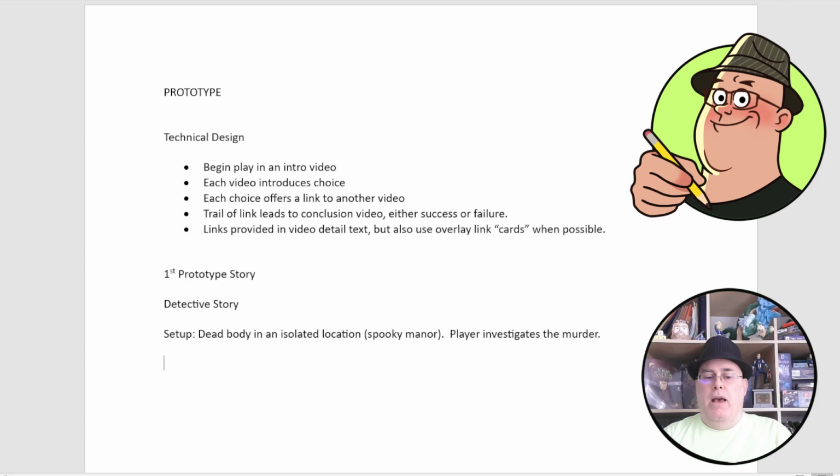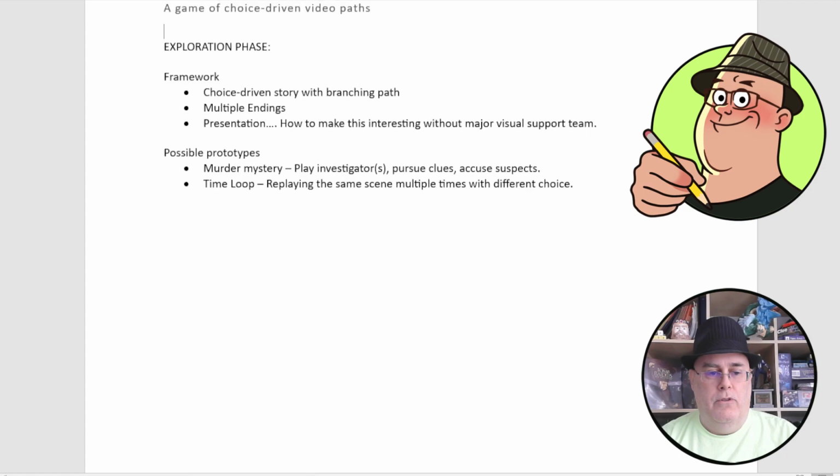So this could be a spooky manor, it could be a train, right? It could be, well, I don't know. We'll go with the spooky manor concept. That's a staple of murder mysteries. So this does give me an idea for a possibly different story. I'm just going to pop back up to the exploration and make note of the third story type.